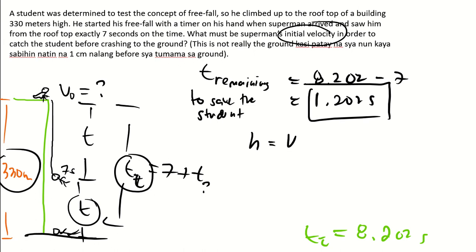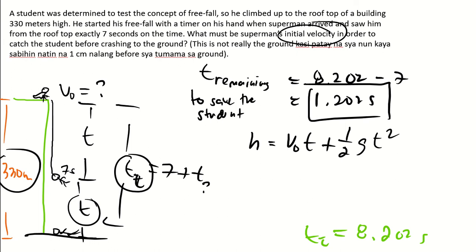H is equivalent to V initial. Ito yung hahanapin natin, ha? Multiply by time. Plus, kasi pababa si Superman. So, katulong niya ang gravity. Tandaan nyo, ha? Katulong ni Superman ang gravity. Bakit? Kasi may mass din siya, so may bigat din siya, kaya affected din siya ng gravity.